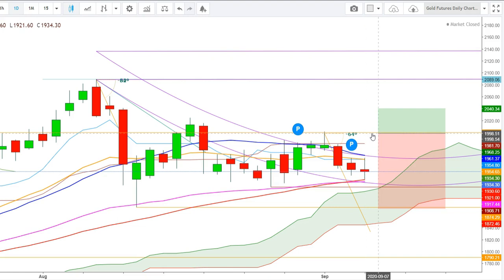In case of every upward move, the gold futures will find stiff resistance at these levels, and on the lower side, if the gold futures find a breakout below the upper end of the Ichimoku cloud, we will see the gold futures test the lows of $1834 during the upcoming weeks.